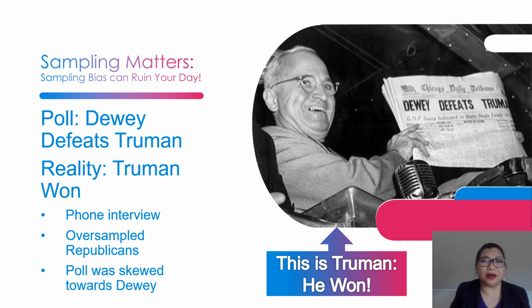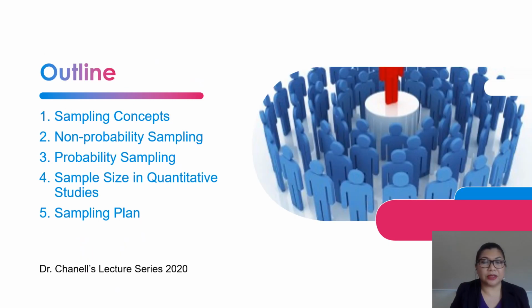So the takeaway there is that it is not just what you ask and how you ask it, but who you're asking. So getting a solid understanding of sampling is very important for any researcher. So what we're going to talk about today are sampling concepts, the two types of sampling design, which is non-probability and probability, sampling size, especially in quantitative research, and sampling plan.